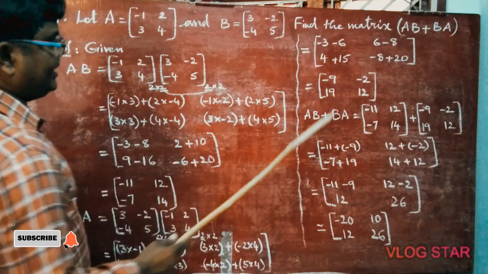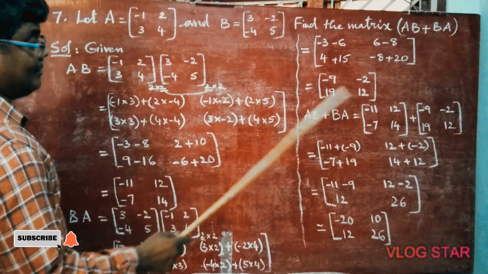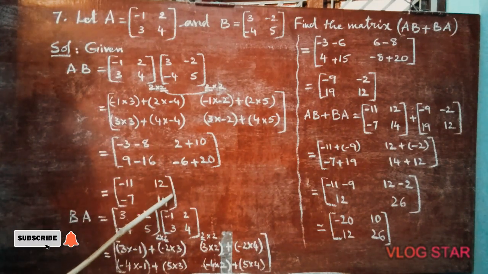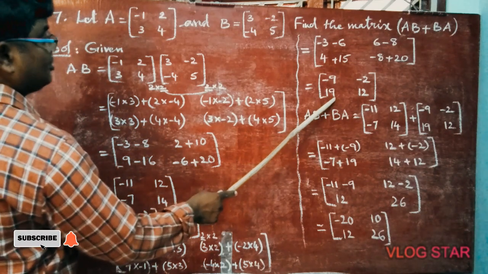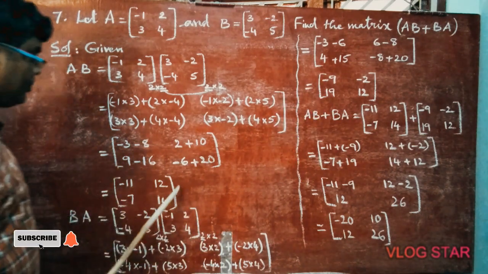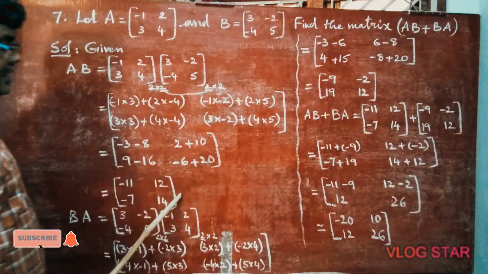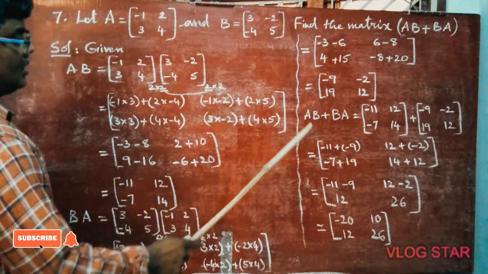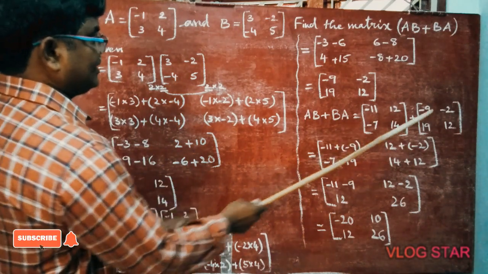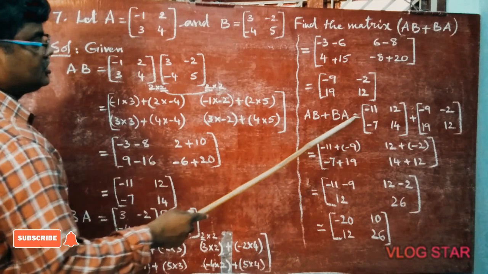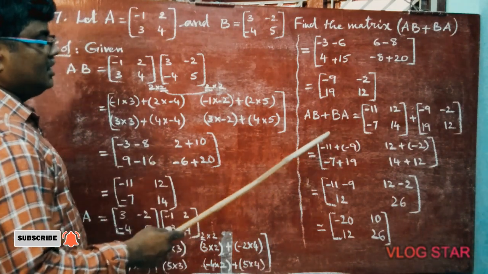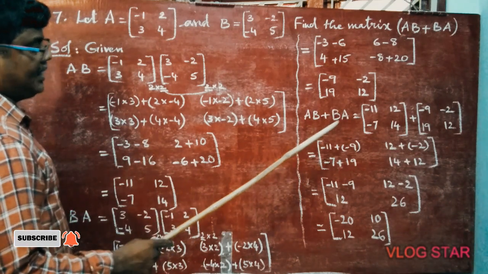Now they are asking to find AB plus BA. Before adding, let me tell you one property. Is AB equal to BA? No, it is not at all equal. So the commutative law will not work here, it does not exist. Now AB, one answer we got, and BA, another answer we got. So it is not a commutative property. Multiplication of matrices is not commutative, keep in mind.